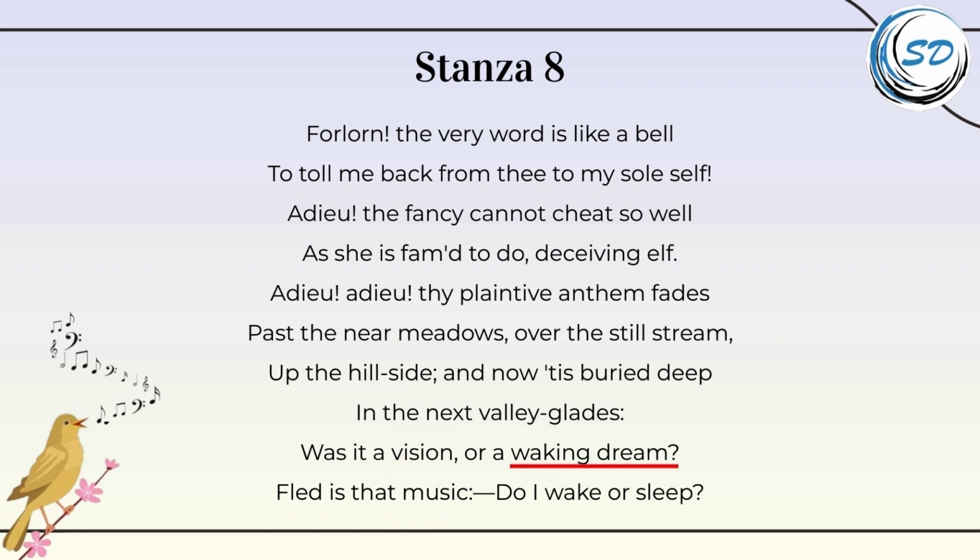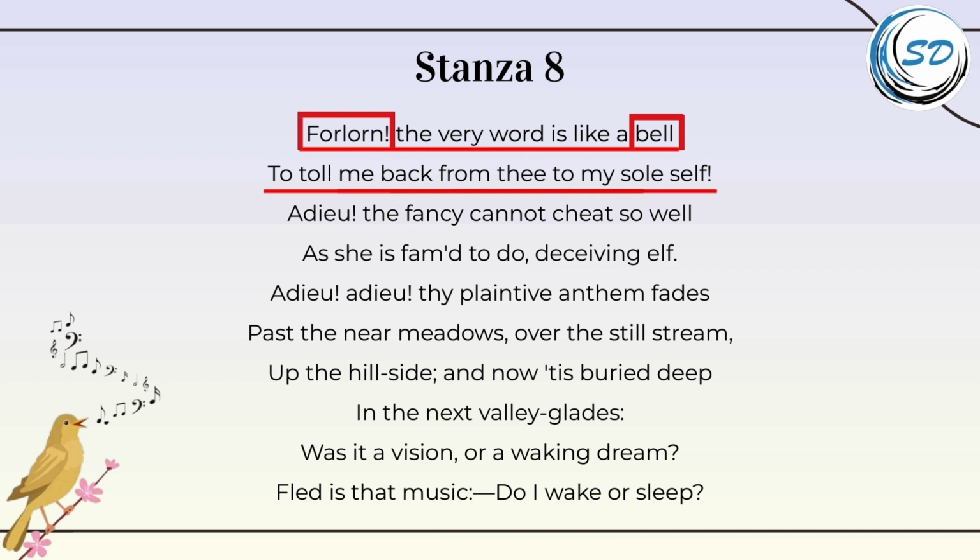The phrase waking dream suggests that the speaker's experience was so profound and enchanting that it felt like he was in a dream even though he was fully awake. Fled means to have disappeared or departed quickly. In this stanza, the poet experiences a moment of disconnection from the Nightingale's world and returns to his own reality. The stanza reflects the poet's bittersweet farewell to the Nightingale's realm and the profound impact the bird's song had on his thoughts and emotions. Keats starts by using the word forlorn as a metaphorical bell, tolling to remind him to return to his solitary self and the confines of his mortal existence.